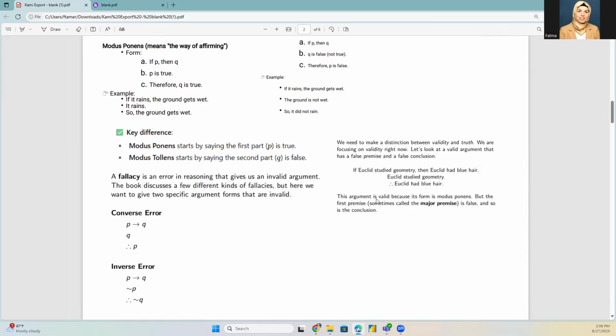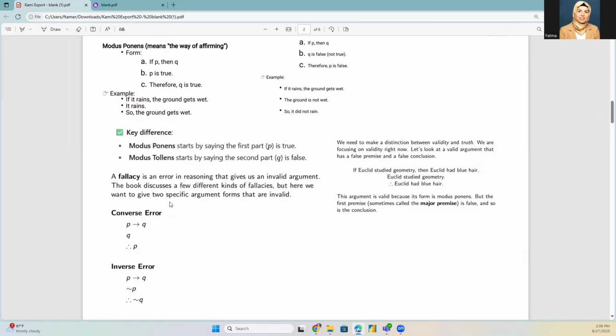You can also create a truth table if you want to, because its form is modus ponens. So remember the modus ponens form: if P, then Q; P is true; therefore Q is true. But the first premise, sometimes called a major premise, which is this one, is false, and so the conclusion is false. So Euclid didn't have blue hair, because this is not a true statement, but it is still a valid argument.